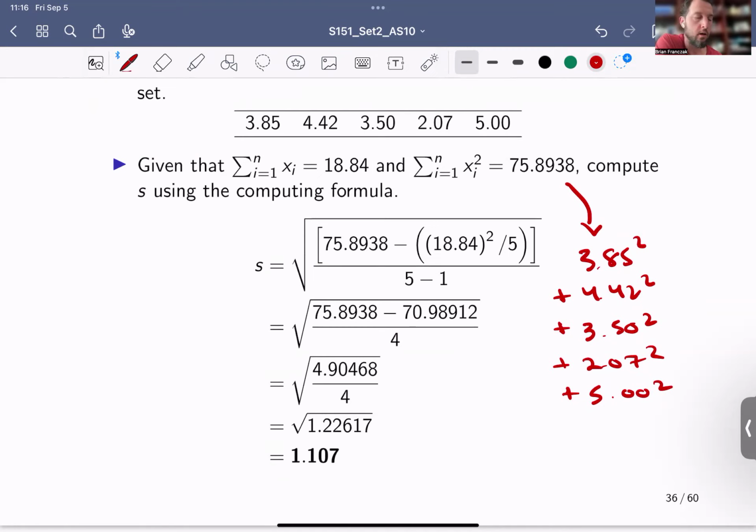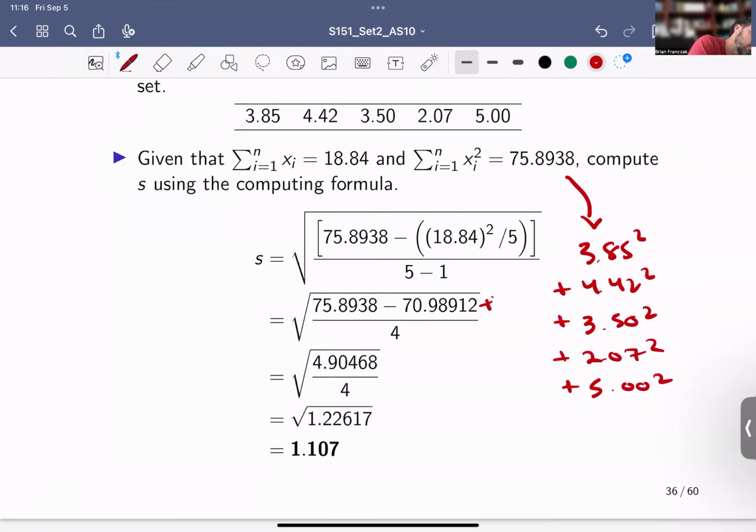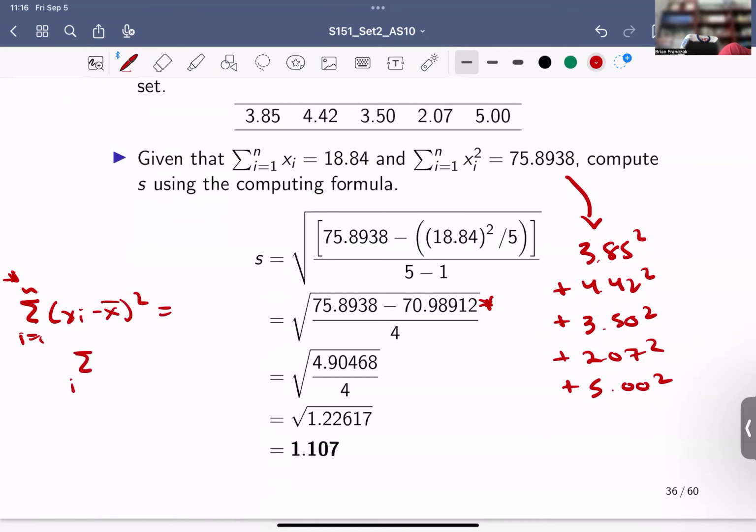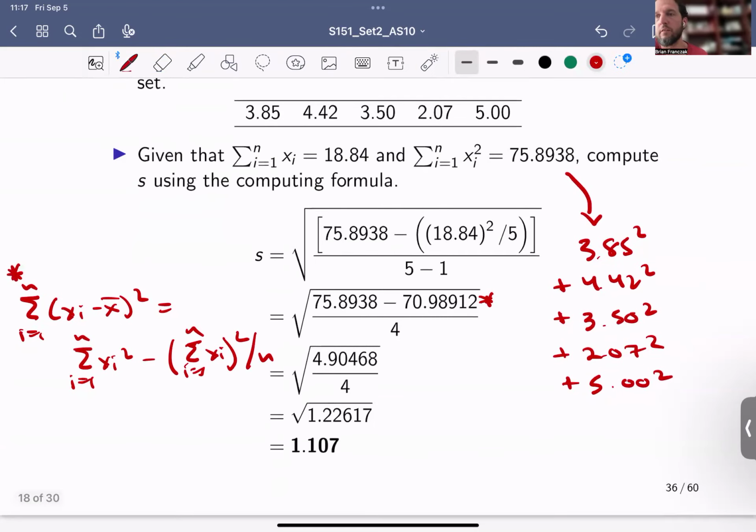So if you want to check your work, you will notice that the sum from i equals 1 to n of xi minus x bar squared is equal to the sum from i equals 1 to n of xi squared minus the sum from i equals 1 to n of xi, all squared, over n. Those quantities are going to return the same number. So this is a way for you to validate the calculations when you are doing them by hand, which is the case on the second assignment.